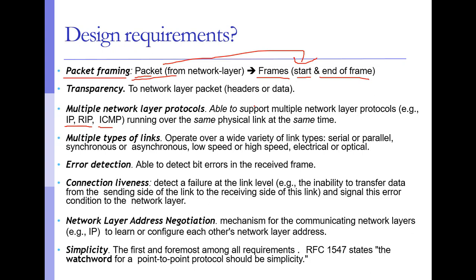Similarly, it is mentioned here that it should be able to detect a failure at the link level, for example the inability to transfer data from the sending side of the link to the receiving side of the link, and signal this error condition to the network layer. So it has not only to observe and detect that, but also to report this kind of failure to the network layer.